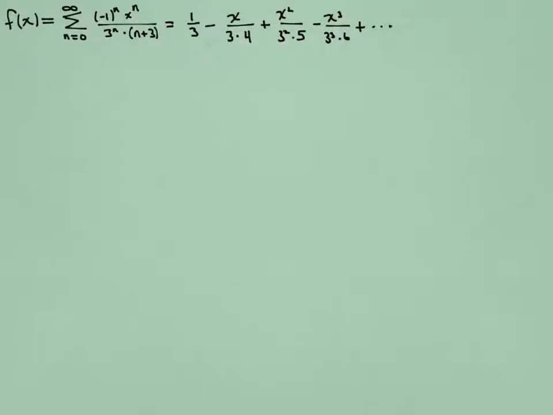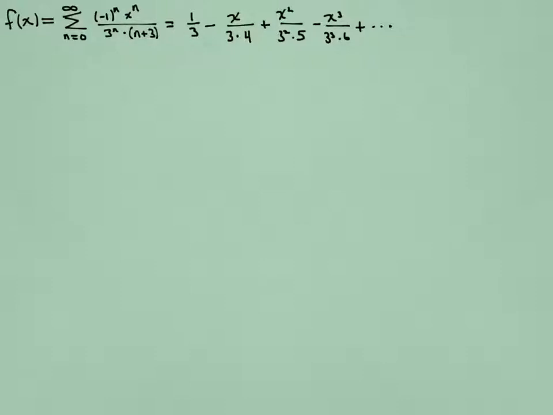In this video, we'll demonstrate how to differentiate a power series term by term. I've chosen as the power series the sum from n from 0 to infinity. I have powers of x. I'm alternating those powers. I have 3 to the n times n plus 3 in the denominator. I've written out a few of the first terms of the power series, and you can notice that the first term here, 1/3, is a constant, and then I have a linear, quadratic, cubic, and higher degree terms appearing in the power series.